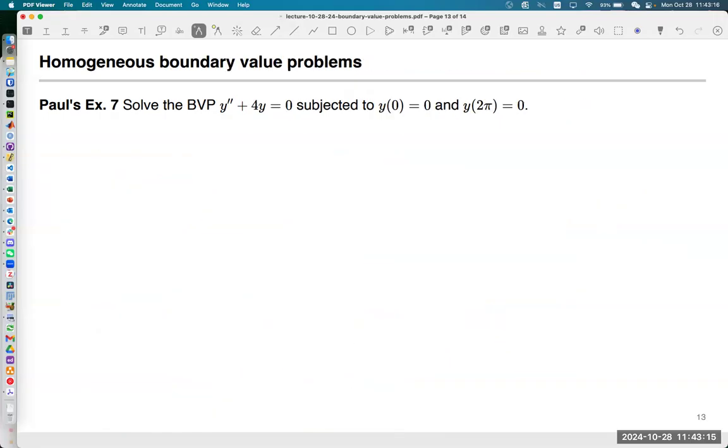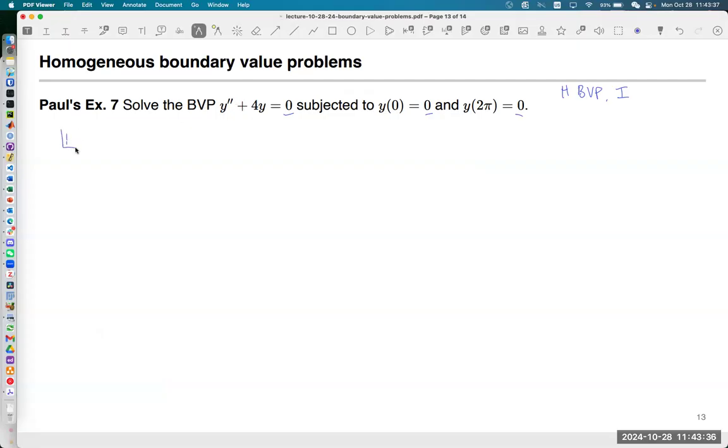Okay, another one. So here we have a homogeneous ODE and homogeneous boundary conditions. So we have a homogeneous BVP. We have original functions, so this is type 1 condition. To solve this, let's solve for the ODE.